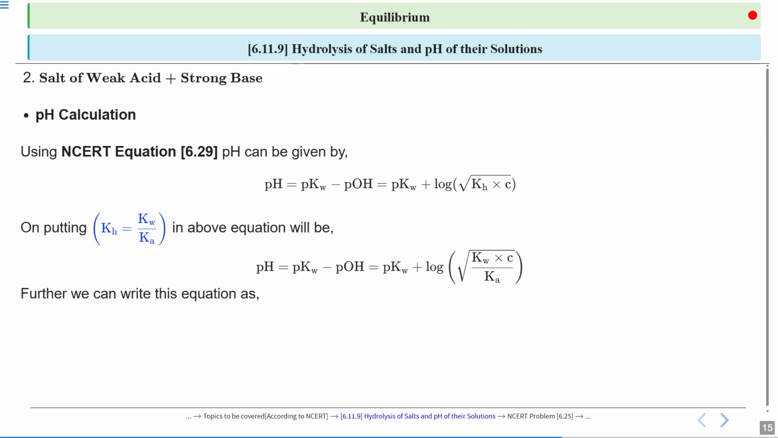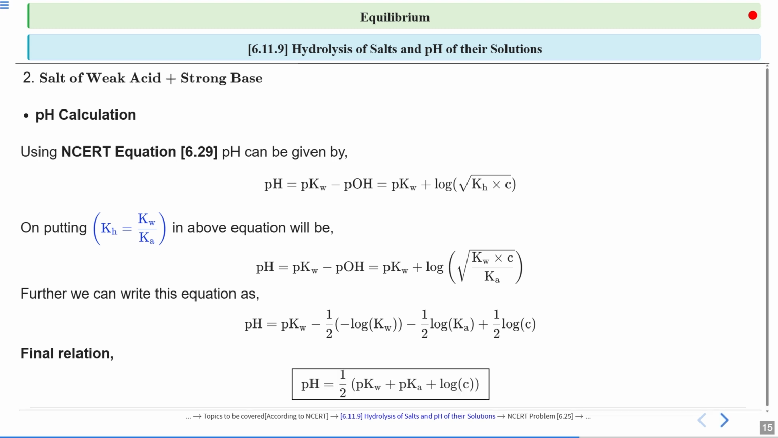Finally, we can rearrange this equation and write it as pH is equal to pKw minus half of minus log Kw. See, we have used an identity: log A by B is written as log A minus log B, and log A into B is written as log A plus log B. If you rearrange this equation, you will get the final relation as pH is equal to half pKw plus pKa plus log C. So this is your required equation.